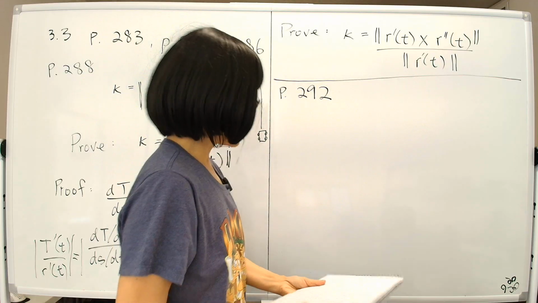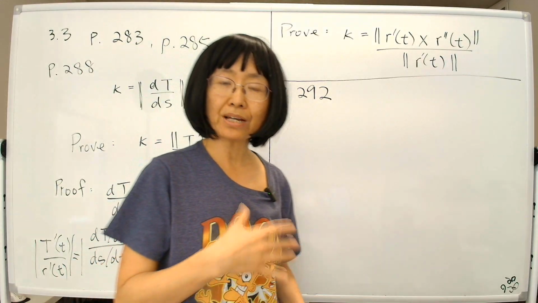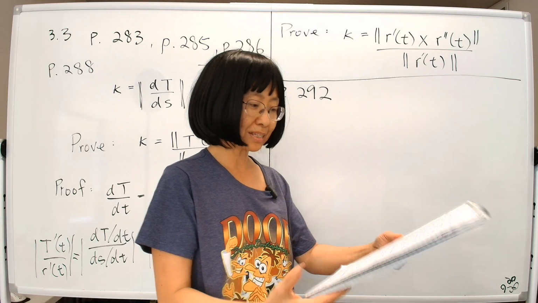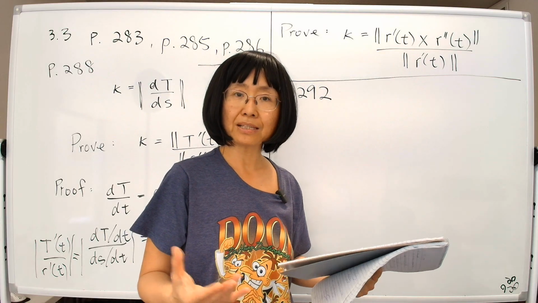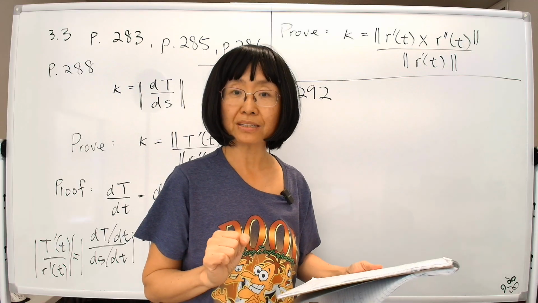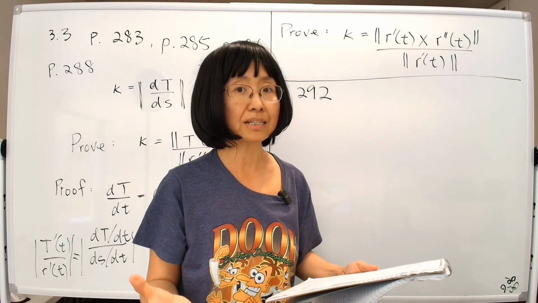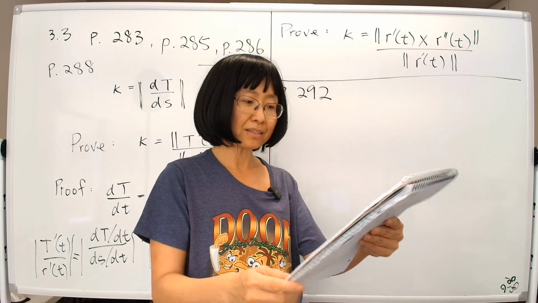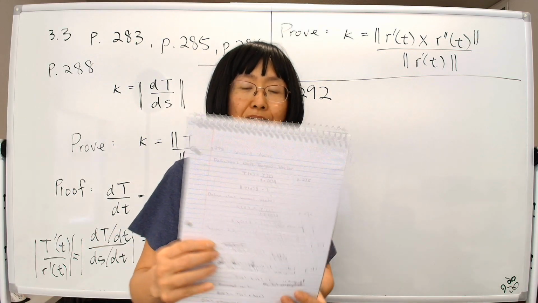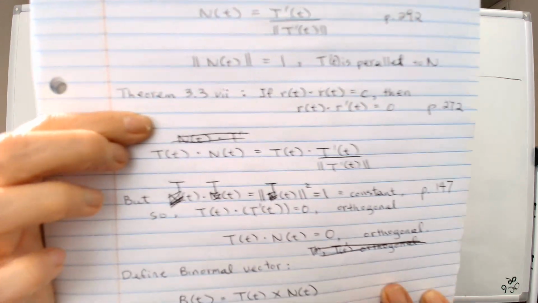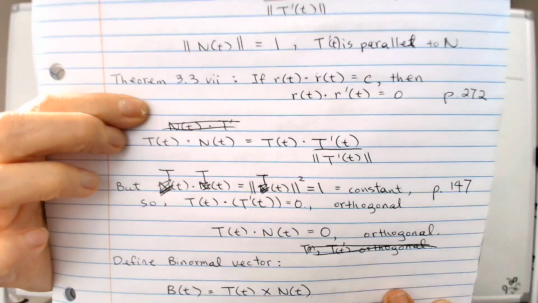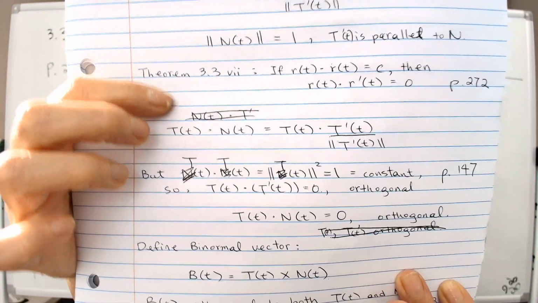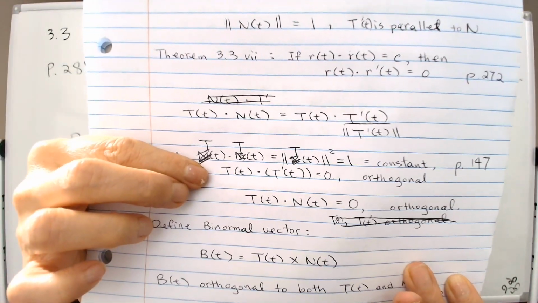Now, what happens when you have T dot T? A vector dotted with itself is its magnitude squared, as we saw a few minutes earlier in the reminder. Being that T is a unit vector, its magnitude is always 1. So T dot T is a constant, which by theorem 3.3, the last theorem that we mentioned a few minutes earlier, means that if a vector dot itself is constant, then the vector dot its derivative is 0. On page 272, I mention it again here. Therefore, T dot T prime is 0.